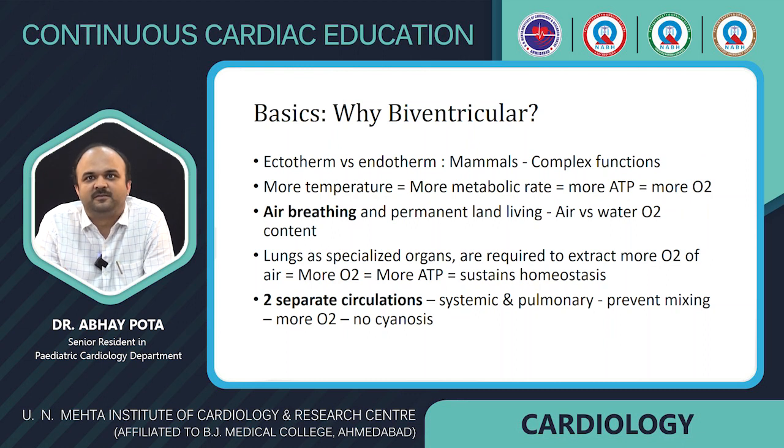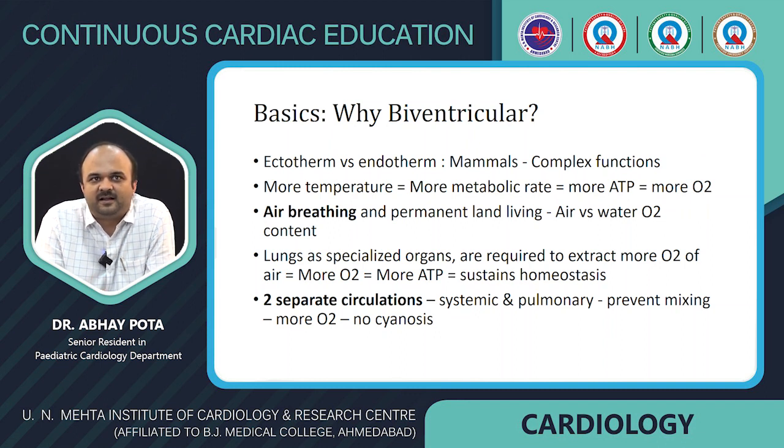So let us start with some very basic biology. Let us go on a journey to more than 500 million years back. We as humans, as mammals, are endotherms and we can maintain our core temperature, right? So mammals perform complex functions, and as endotherms we need to maintain our temperature. More temperature requirement means more metabolic rate. More metabolic rate requires more ATP, and a crucial step of ATP production is the requirement of oxygen. So more oxygen is required, right?